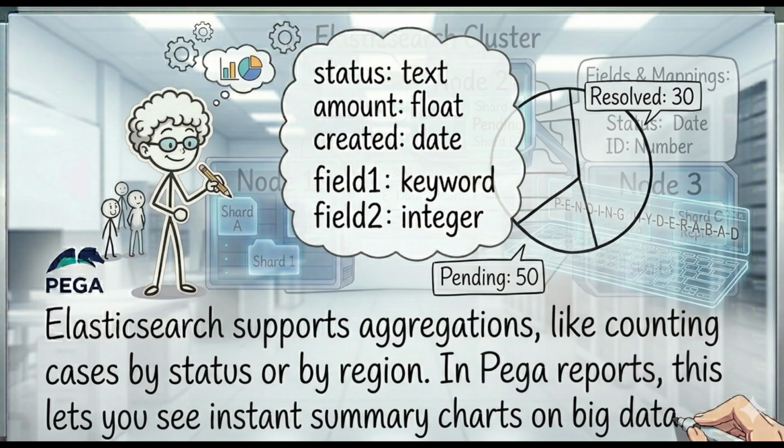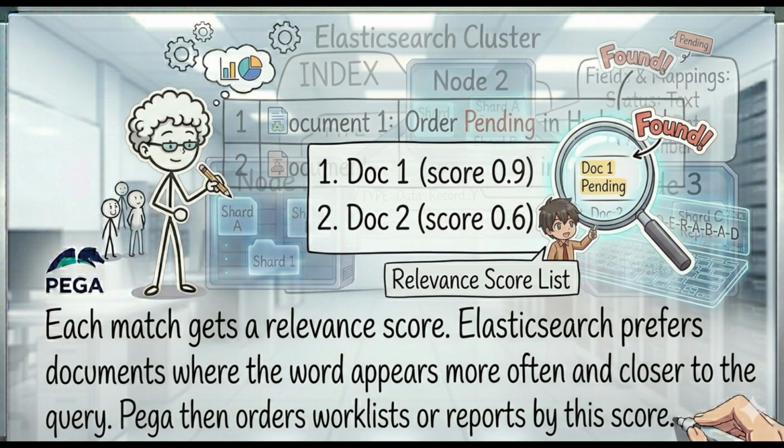This allows you to count cases by status or region instantly. In Pega reports, this functionality provides real-time summary charts and dashboards on massive amounts of data. Every search match gets a relevance score. Elasticsearch prioritizes documents where your search terms appear more frequently or closer together. Pega then uses these scores to order your work lists and reports by importance.